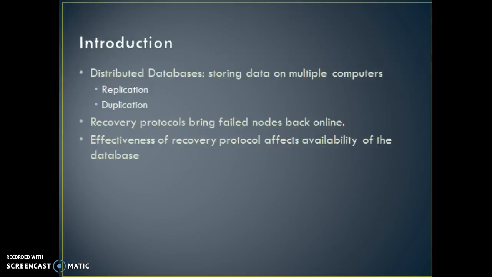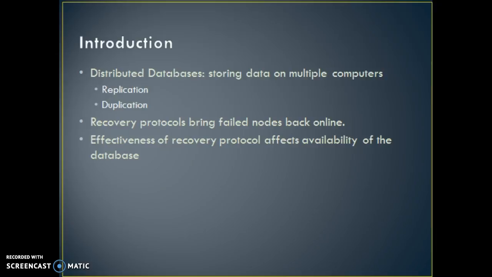Talking about distributed databases, we need to know that a distributed database is nothing but storing data on multiple computers. Now there are two methods while distributing databases over a network or a cluster. First one is replication and second one is duplication.